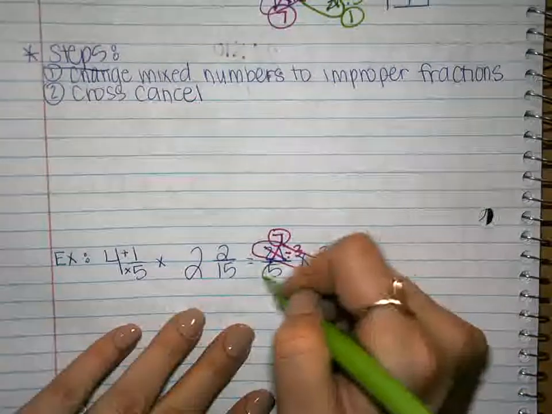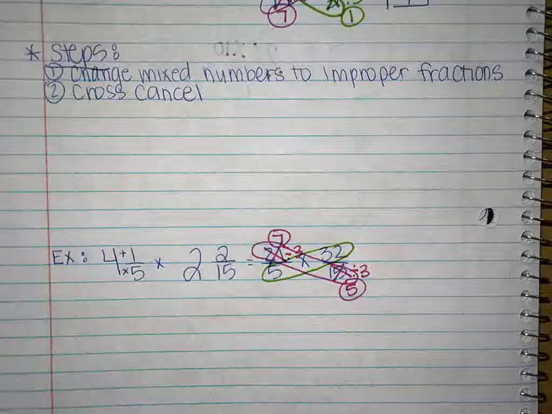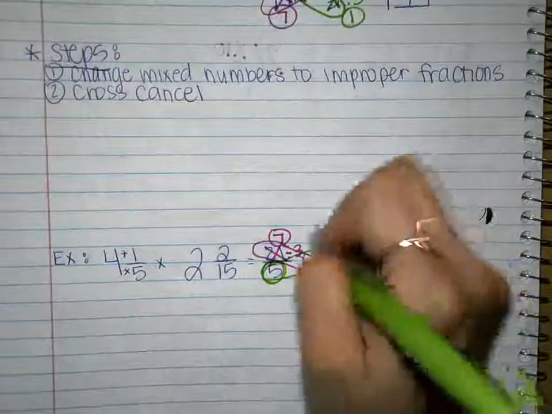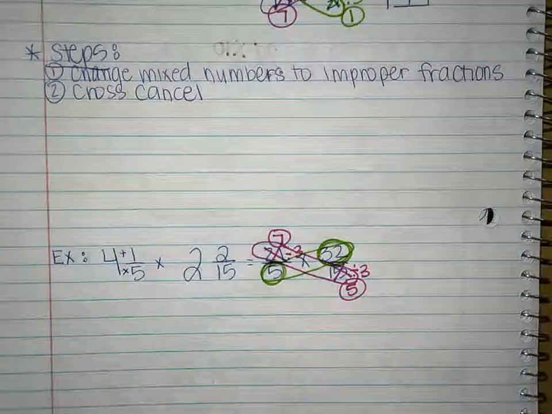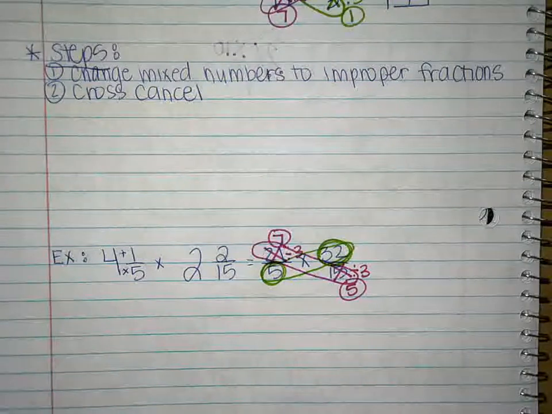Now, can I take anything out of 5 and 32? No. Is that okay? Yeah. Absolutely. So that means my 5 is going to stay and my 32 is going to stay. If I can't divide anything out, you do not have to. That is okay.